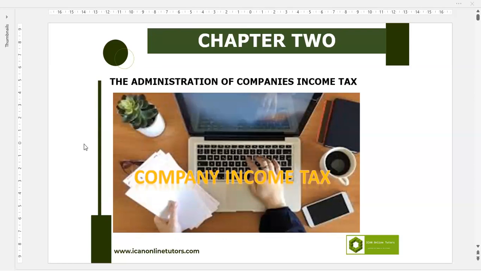Okay. Thank you. So today, we'll be taking the topic, the administration of companies' income tax. So last week, we discussed the implication of accounting standards. We looked at the impact of accounting standards on taxable profits, and also the difference between deferred tax as well as income tax and levy under IFRS.